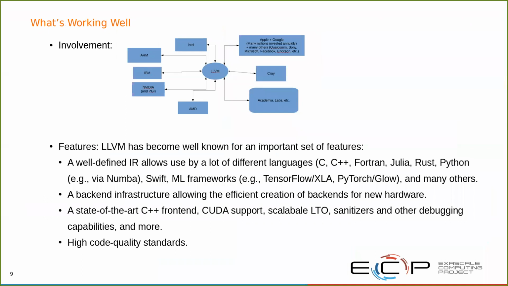So, to summarize the state of things, LLVM has a strong ecosystem with many contributors, and it has a well-defined intermediate representation, which is used by a number of different languages: Clang for C and C++, Flang for Fortran, but also languages such as Julia, Rust, Numba in Python, Swift, and all of the major ML frameworks. TensorFlow has its XLA component for using LLVM, PyTorch has Glow, and so on. There are lots of different backends, and it allows for the efficient creation of different backends.